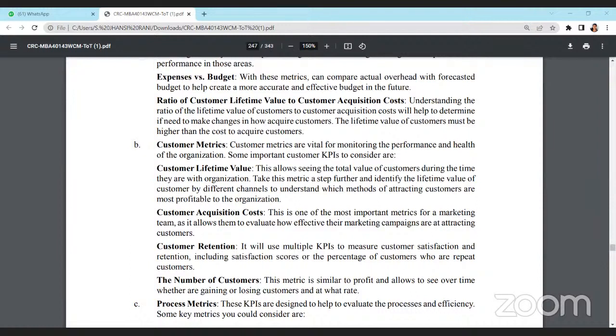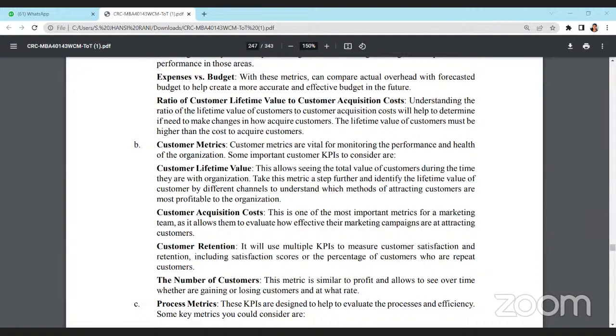When we are talking about customer metrics, how are we going to measure them, and what key performance indicators are we using for customer metrics? They made it customer lifetime value, customer acquisition cost, customer retention, and the number of customers.